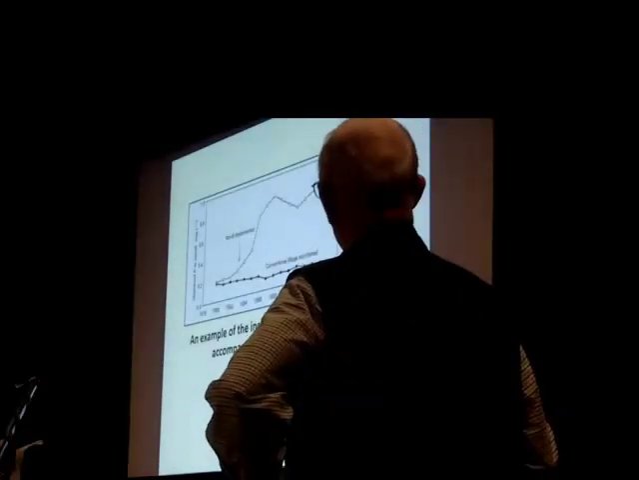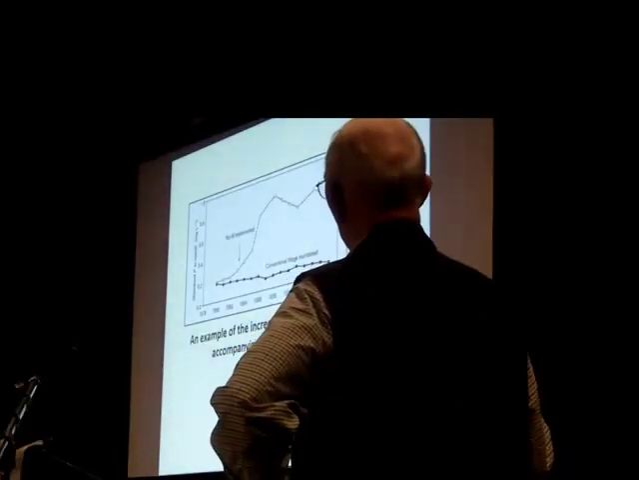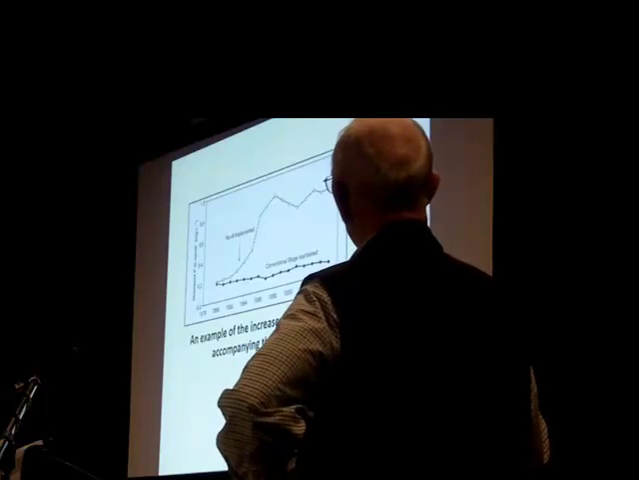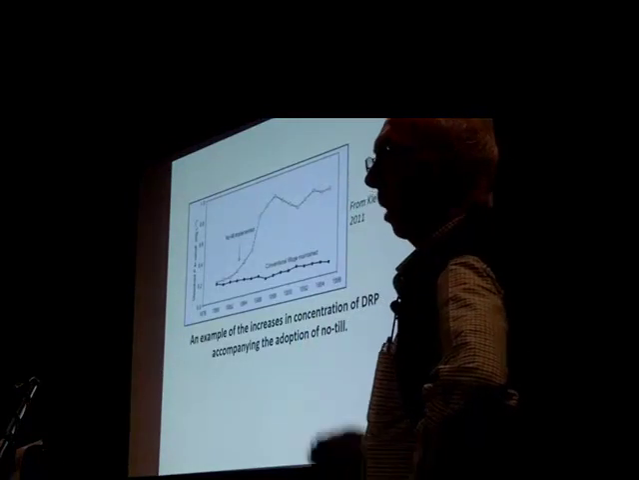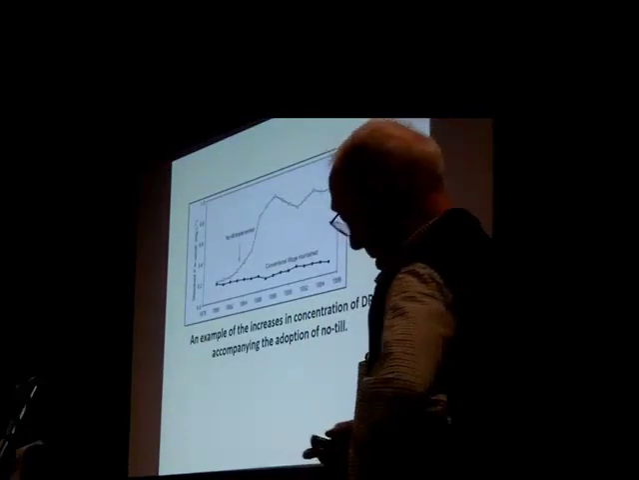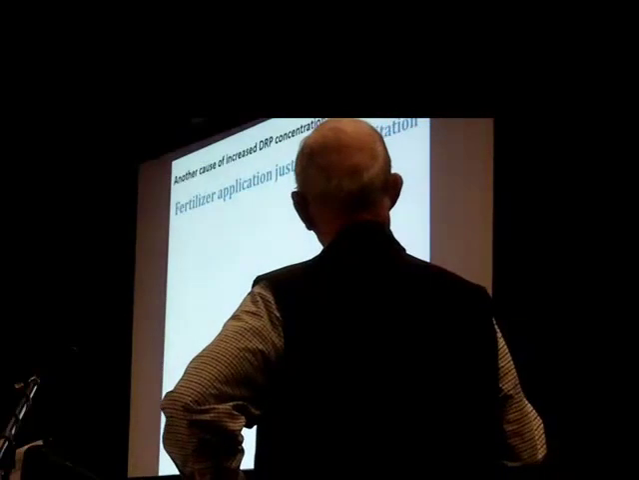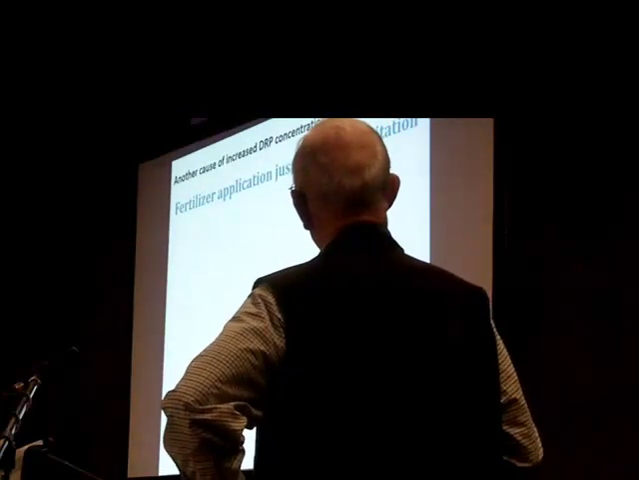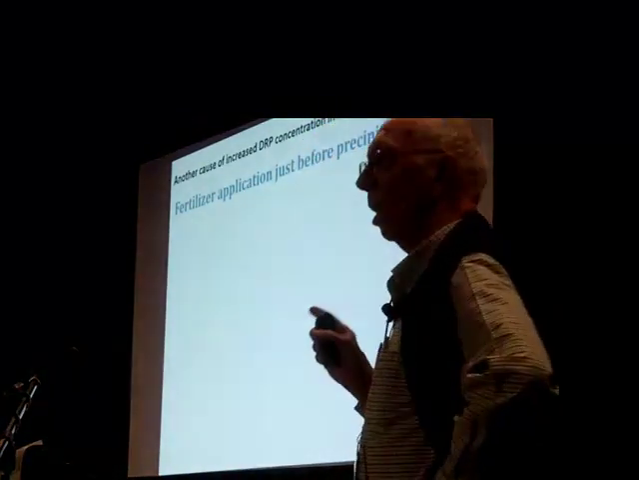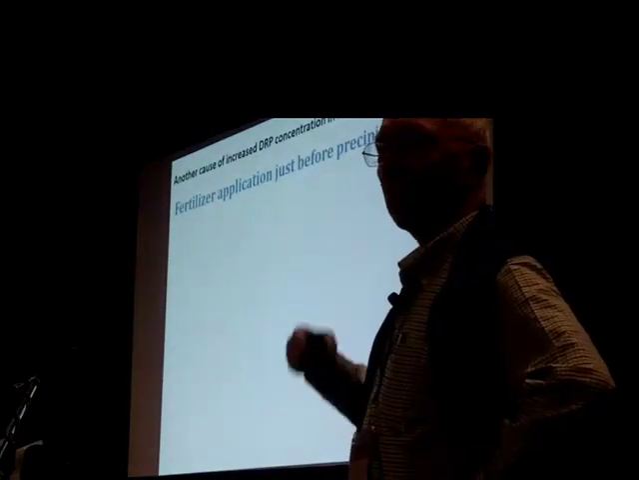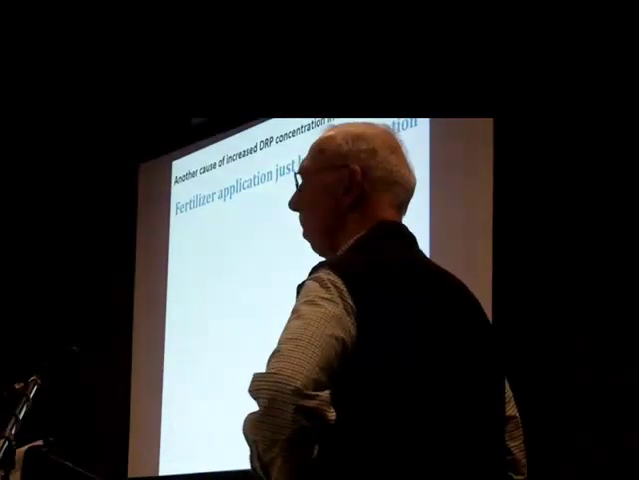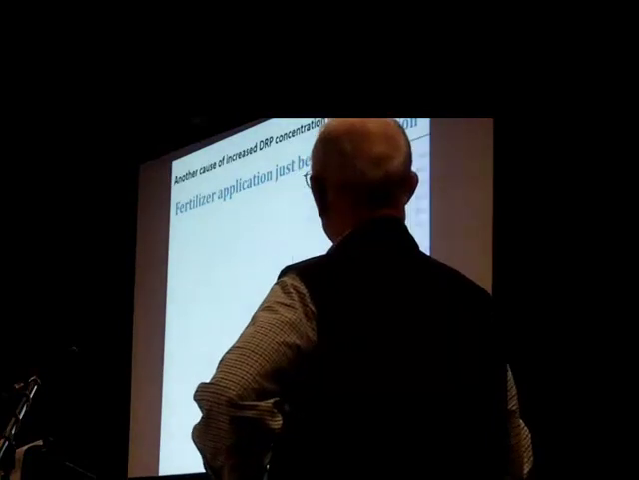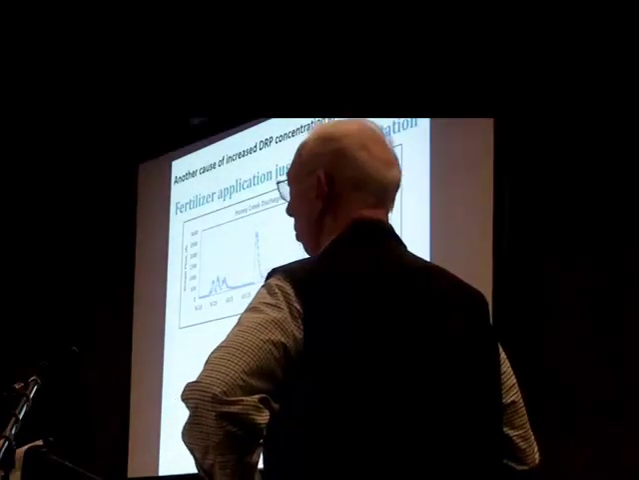And here's an example of where you started no-tilling, versus conventional tillage. This is what happens to the DRP runoff at an edge of field level. And there's quite a bit of data of this type. That's an example. So another cause of increased DRP concentrations, remember I said that soil test levels were in part of the cause, is what we've been talking about here often today, fertilizer application just before precipitation. There's lots of edge of field data on that, but we can also see it in the rivers.